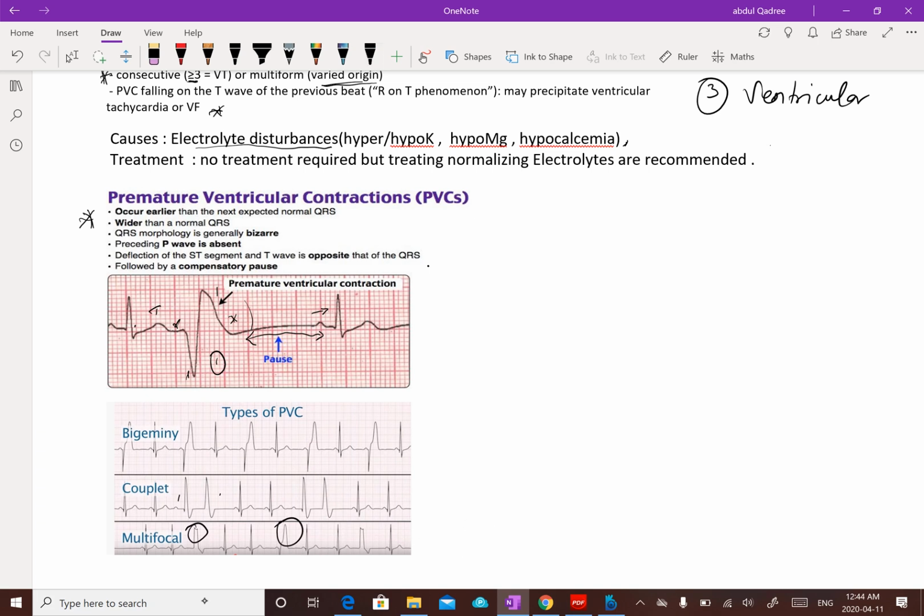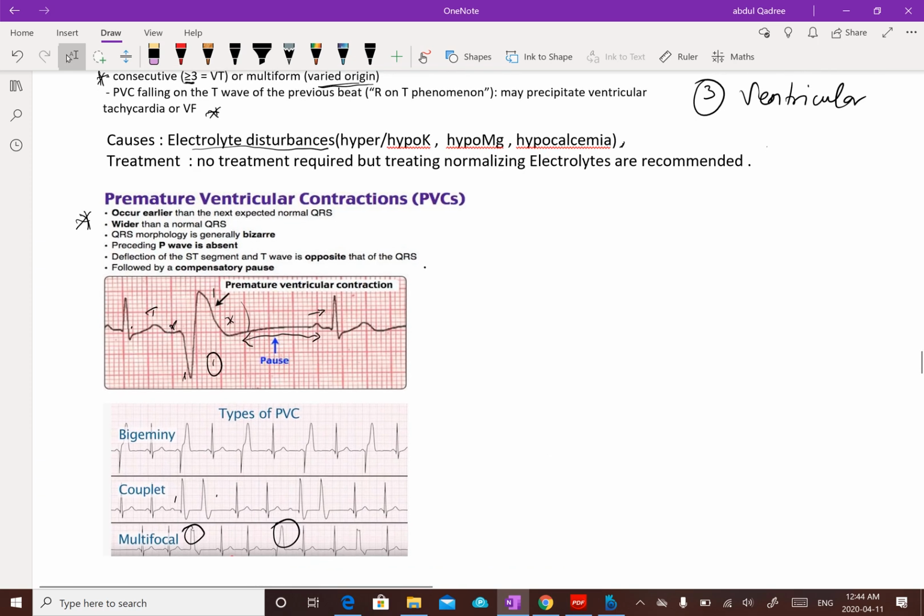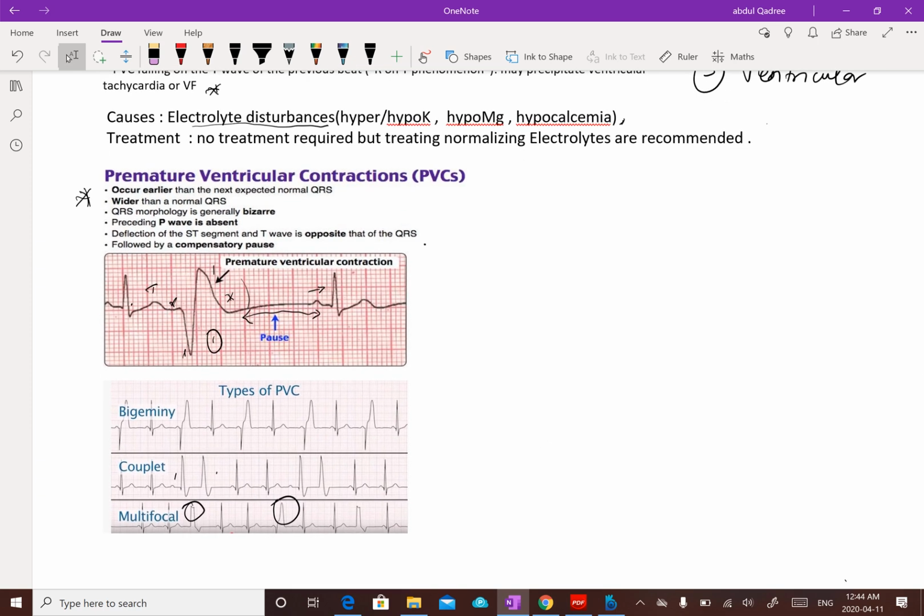I hope you guys understand premature ventricular contraction. I cannot explain it more than this. There's not much about it that I can talk about. It's benign, but remember, greater than 3, following on a T wave of the previous QRS, or it's multiform or varied in origin, you must treat them. And how do you treat them? Of course, you're going to treat them similarly to a ventricular tachycardia.